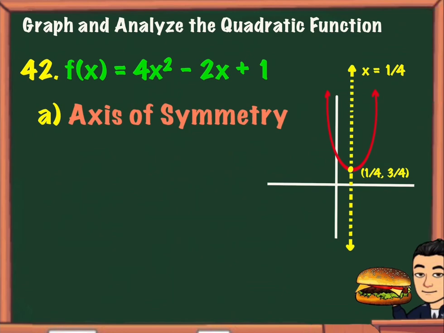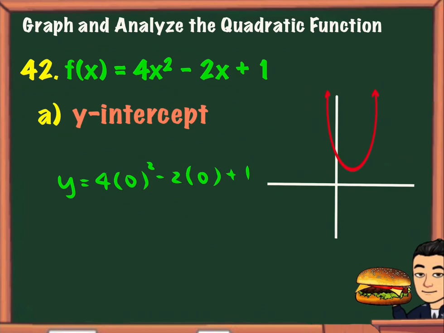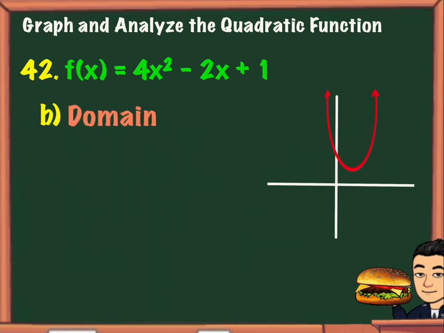The axis of symmetry is going to pass through the vertex, so you want to label it as x equals 1/4. In order to find the x-intercepts, you see that the parabola doesn't touch the x-axis. So you can say there is no x-intercept. For the y-intercept, you can just insert 0 for x. So you get y equals 0 minus 0 plus 1, y equals positive 1. So here you are, the y-intercept on the graph. For letter B, the domain is all real numbers.